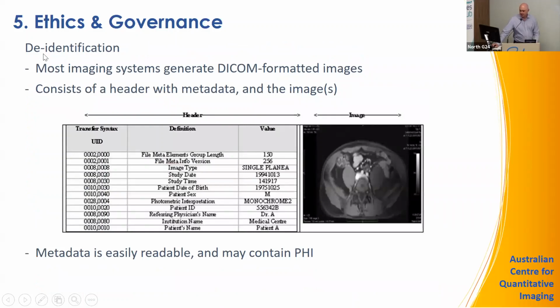So data identification can be a multi-headed beast. At the very base level, as I said, DICOM formatted data, which is what most imaging comes with now, has a header, and that header has information about those individual patients, which can be quite specific, down to their name, date of birth, etc. And that is quite easily readable in its raw form. It's not encrypted at all. So that has to be considered.